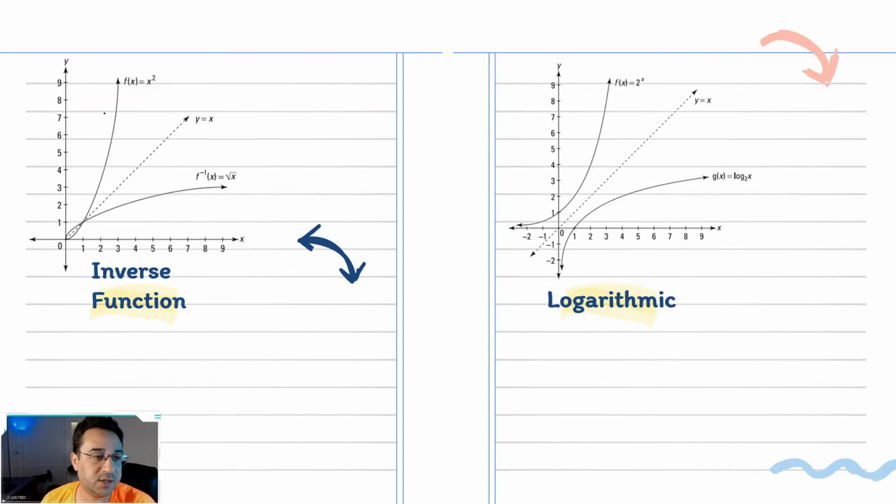Now for inverse functions, if you have a function f of x equal x squared, then this is how its graph looks. And y equal x, this is how the graph looks. F inverse of x equal the square root of x, this is how the graph looks. For logarithmics, if you have f of x equal 2 to the power of x, that can be written in the logarithmic form g of x, or you can say f of x, same thing, equal the logarithm of 2 of x, in this case, can be written in this way.